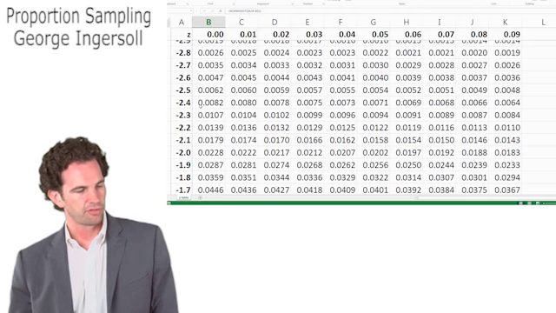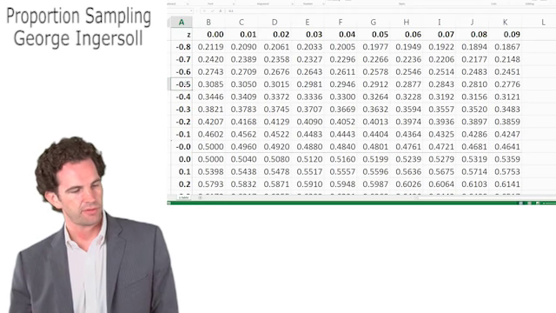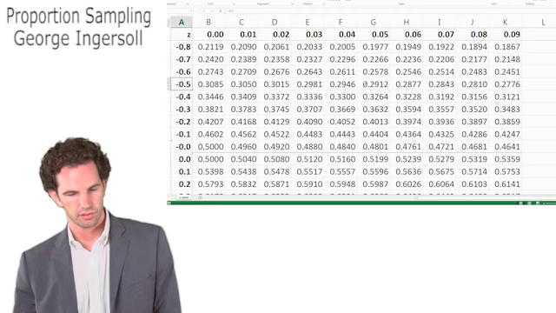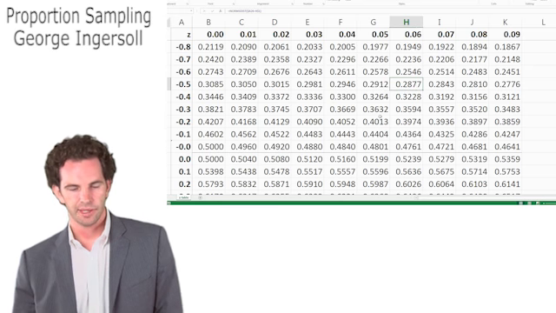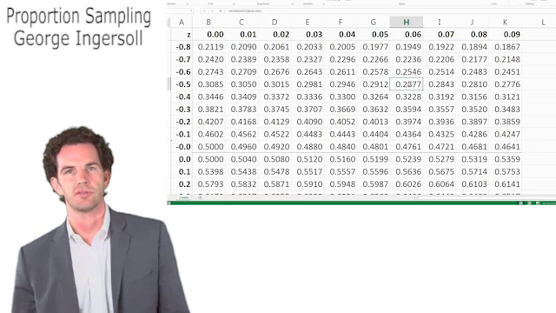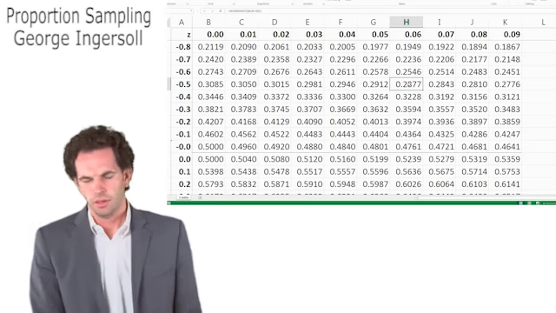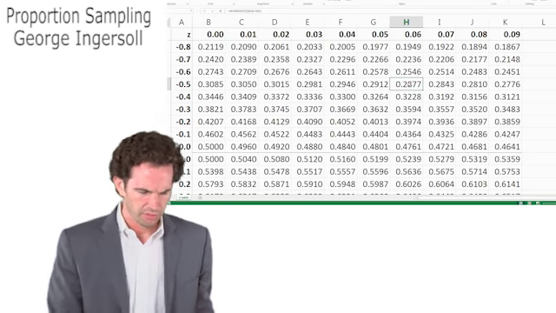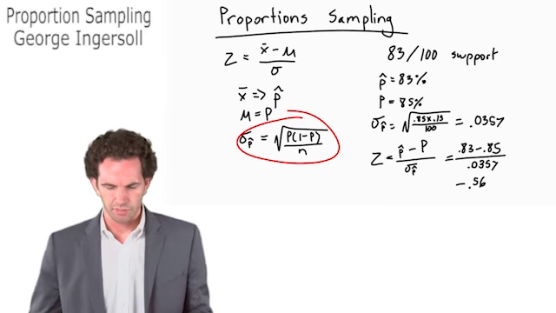I'm looking up negative 0.56. And that gives me a cumulative probability of 28.77%. Okay, let's get back and remember what this all means.